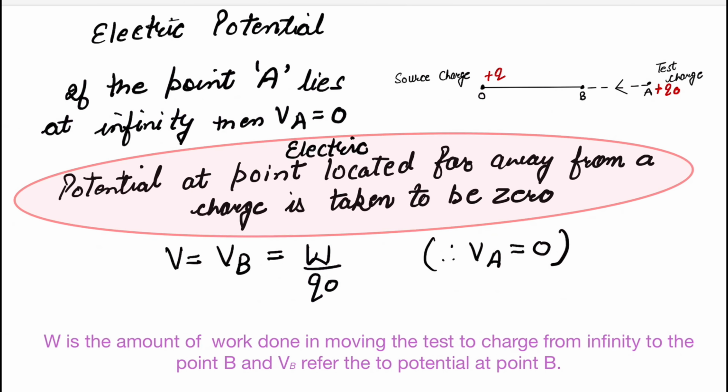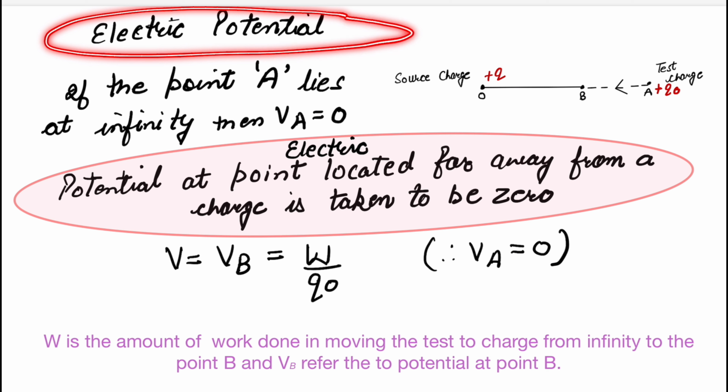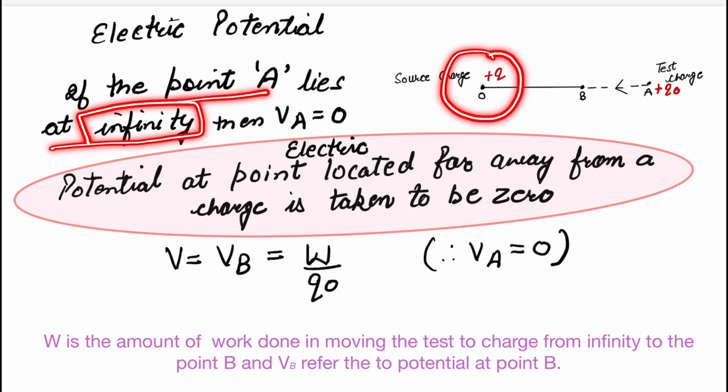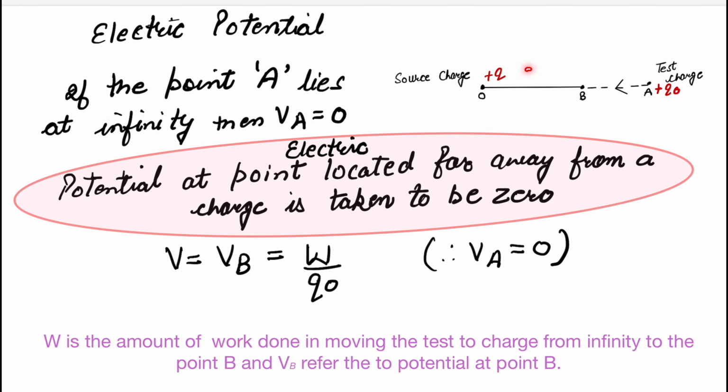Next is the electric potential. Now we will clearly see how this electric potential is different from the potential difference, right? So in this case, we have chosen the point A, where your test charge is initially present. We have chosen the point A at infinity. Means your source charge is present here, while the test charge on which you want to experience the potential difference is at infinity. Means it is at a very large distance from the source charge.